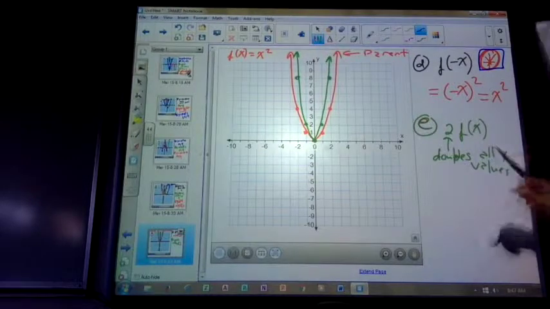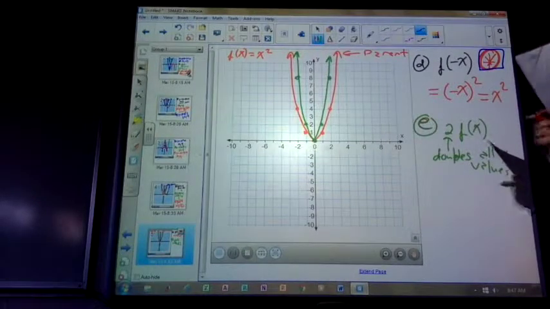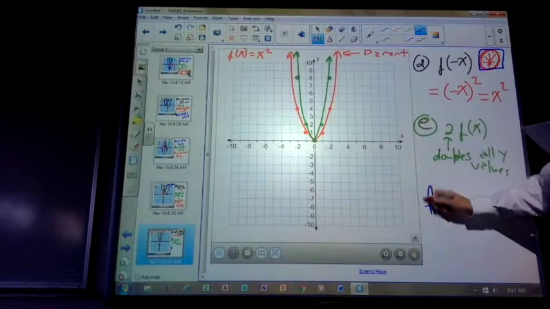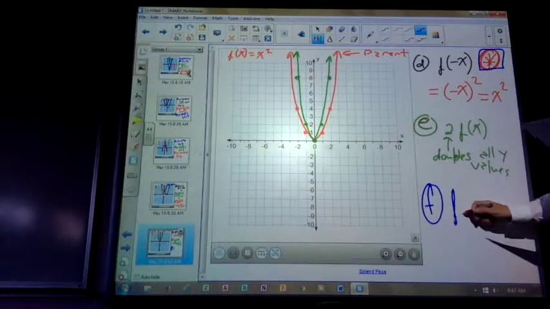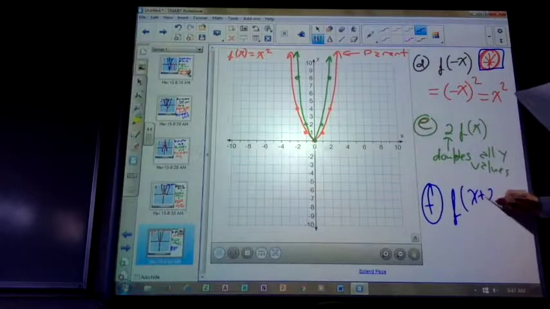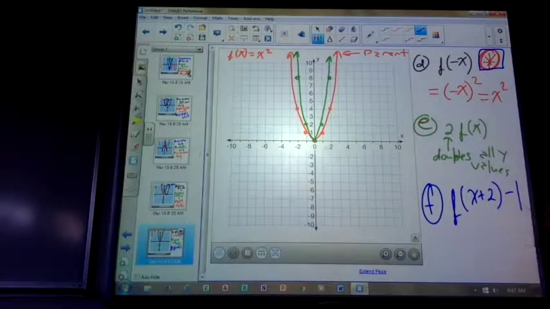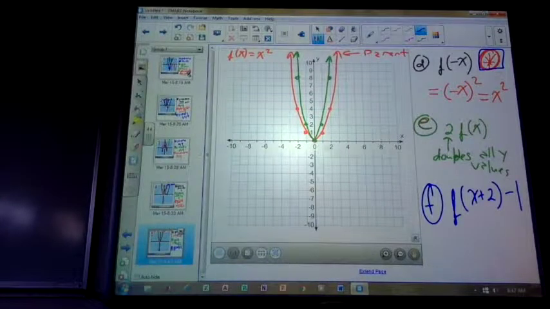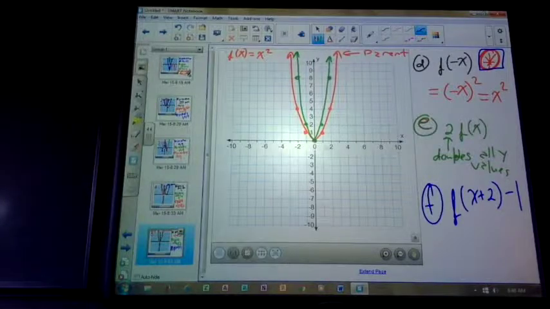I have a different way to work it. I think it'll help us out on the graph below. Letter F. F at x plus 2 minus 1. Go back and look at letter A. What did x minus 3 in parentheses do to our graph? Did it shift it right or left or up and down? Right or left. So x minus 3 shifted it right 3.